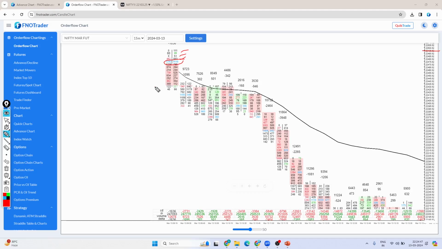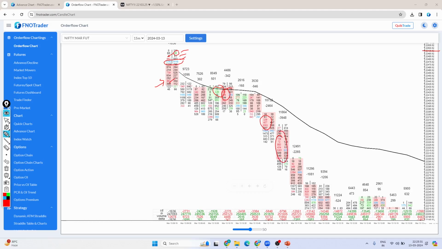Anywhere you see the order in red color, that is where the maximum sell orders have come in compared to the buying at that price level. Any buy order that you see highlighted in green is where there has been aggressive buying activity compared to the sellers present at that level. When you see a lot of selling, for example this place, there is a lot of selling that has happened. You see here there is a lot of selling that has happened.